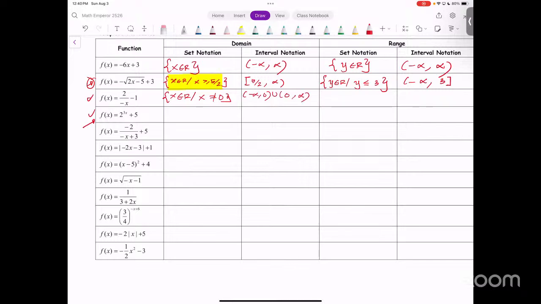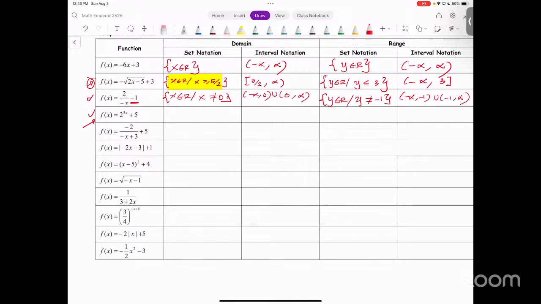Okay. Now we're going back to this one, set notation. How are we going to tell the range? The range for this function, you should know that this is going to be the horizontal asymptote. So your graph is not going to be crossing that point. So y belongs to real, y is not equal to -1, isn't it? So how do I write that in set notation? Negative infinity to -1, union -1 to positive infinity.